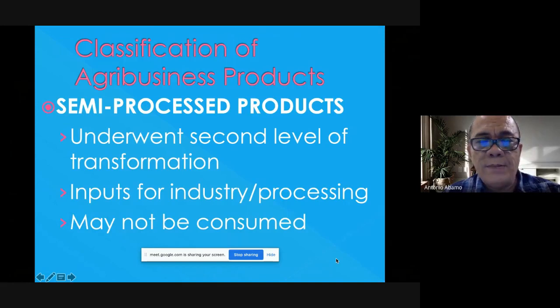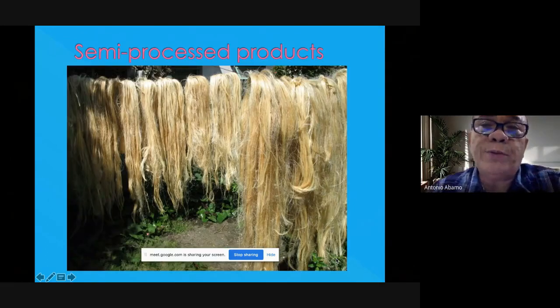It may not be consumed directly. Maybe some can be consumed directly, but more often than not, since it is an input for industry and processing, it's going to be used as input. It's still not a finished product yet. So this is an example of a semi-processed product.